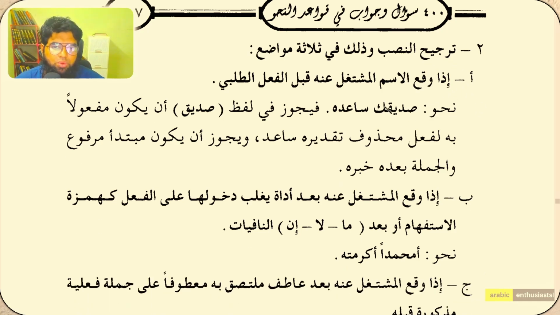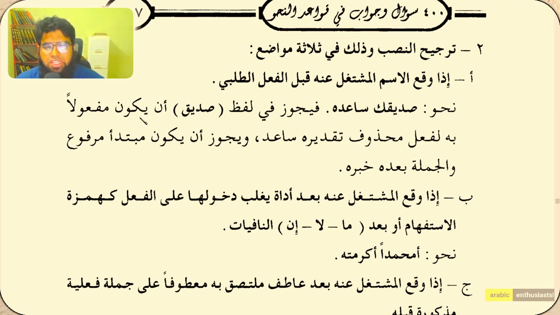إذا وقع الاسم المشتغل عنه قبل فعل الطلب. If it comes before فعل طلبي, like for example, نحو صديقك ساعده. So it's better to say صديقك ساعده. There's a طلبي. طلبي فعل what? فعل أمر, نهي and استفهام. When you're commanding someone, prohibiting someone. So ساعد is فعل أمر طلبي. So it's preferable because you have to say صديقك ساعده.